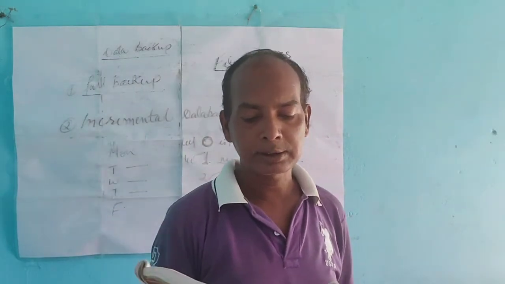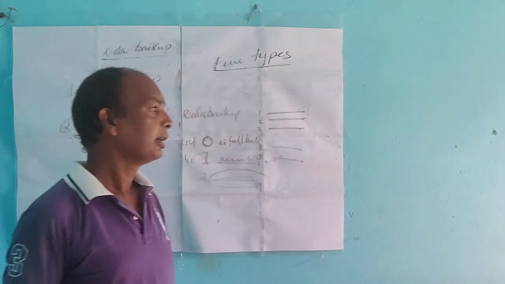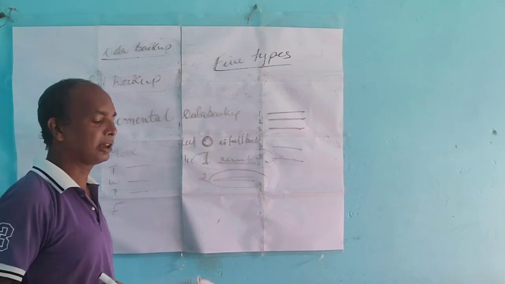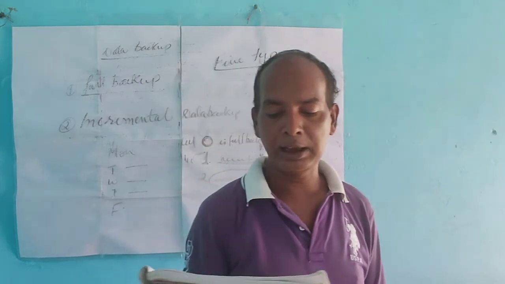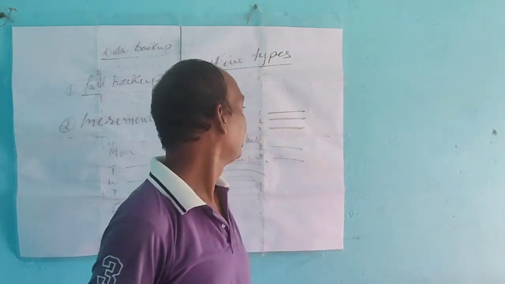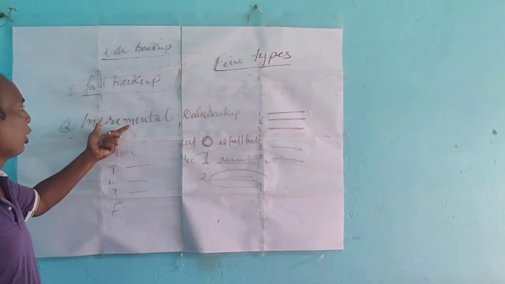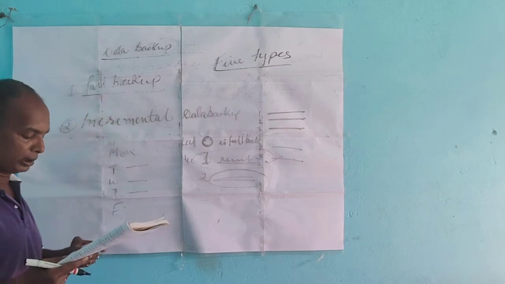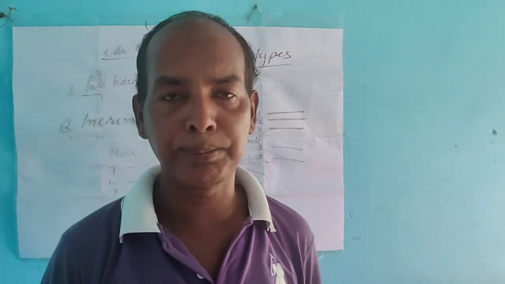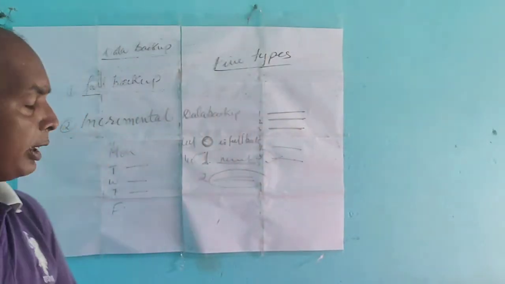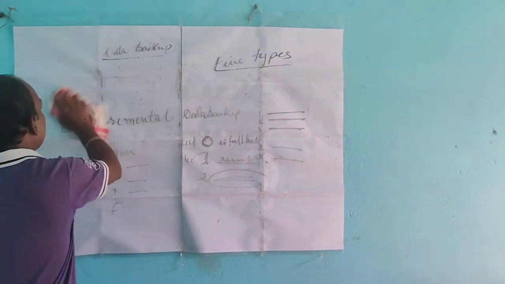Advantage: backup in this manner is faster than the full backup method. That means incremental backup is faster than the full backup method. Second, it requires less storage space than the full backup method. Incremental backup needs less storage capacity and takes less time compared to the full backup method. Disadvantage: restoration is slower than the full backup method. In incremental backup, restoration is slower than the full backup method.